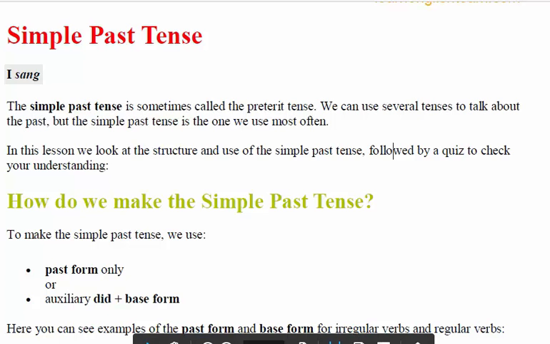What is the past form? Past form means the second or the third form of the verb, in which a word is used along with ed, or we can also use the auxiliary verb did. Did plus the base form is the formula to make the simple past tense. So, two things are needed in making the simple past tense: number one is the past form, or the auxiliary did along with the base form.